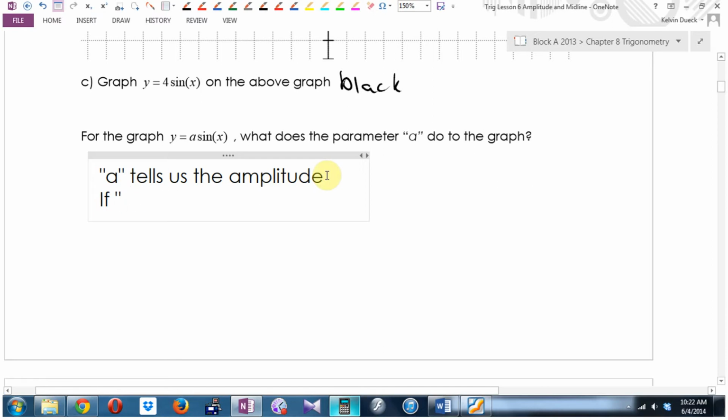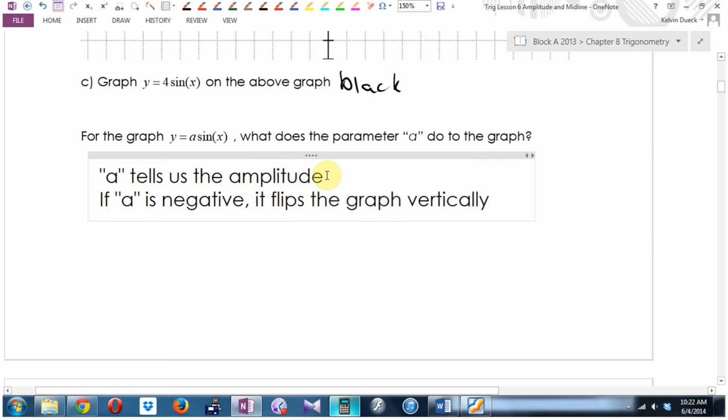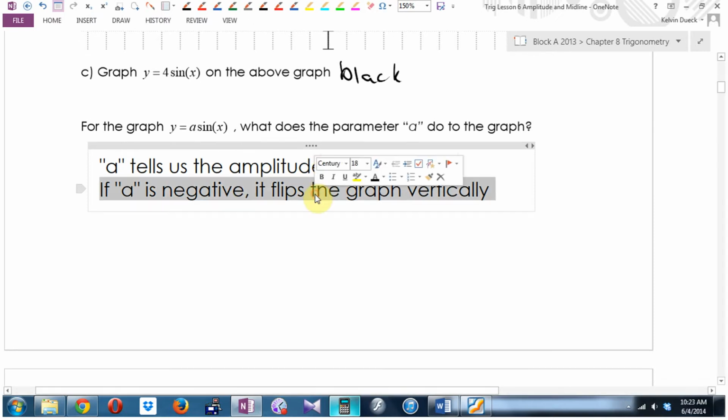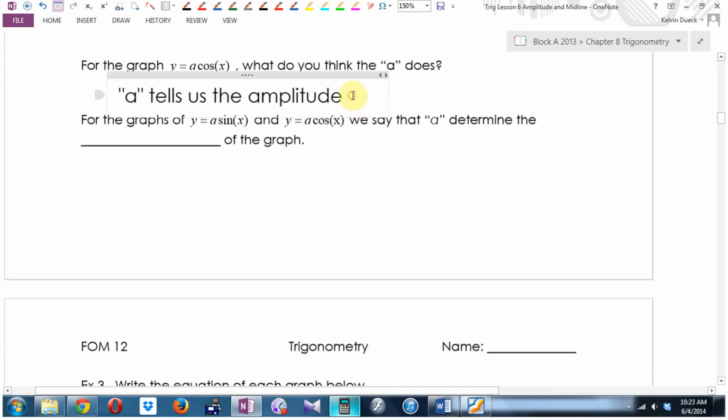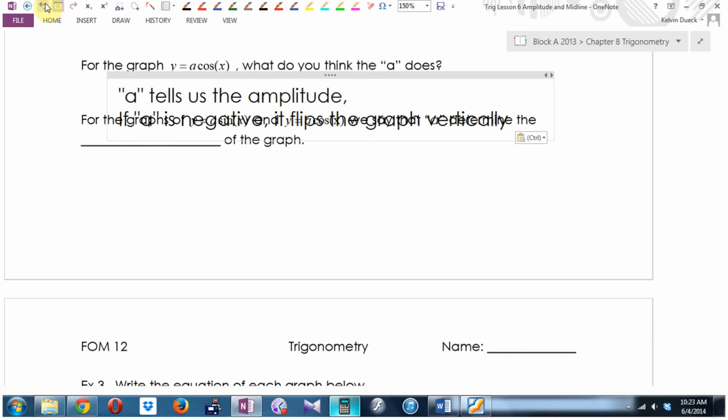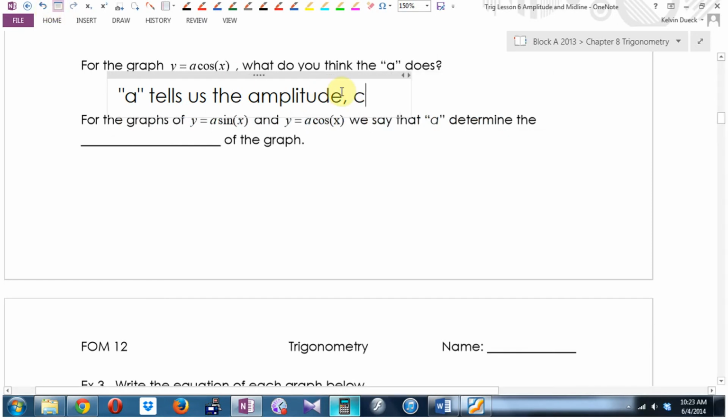Okay, let's try this again. If A is negative, it flips the graph vertically. I should make sure it flips vertically, not horizontally. I'll mention vertical. And I can mention that here too. Nope, that didn't work very well. It can also flip the graph vertically.